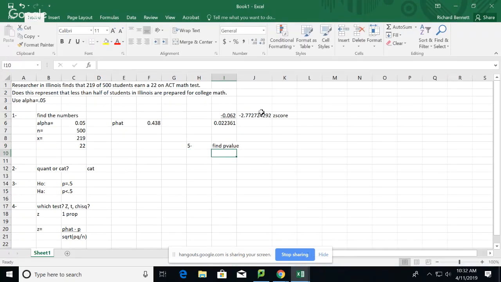Can you go back and show the denominator for the last equation? The denominator is right here. It's the square root of PQ divided by N, divided by 500. Okay. Yep. Got it.